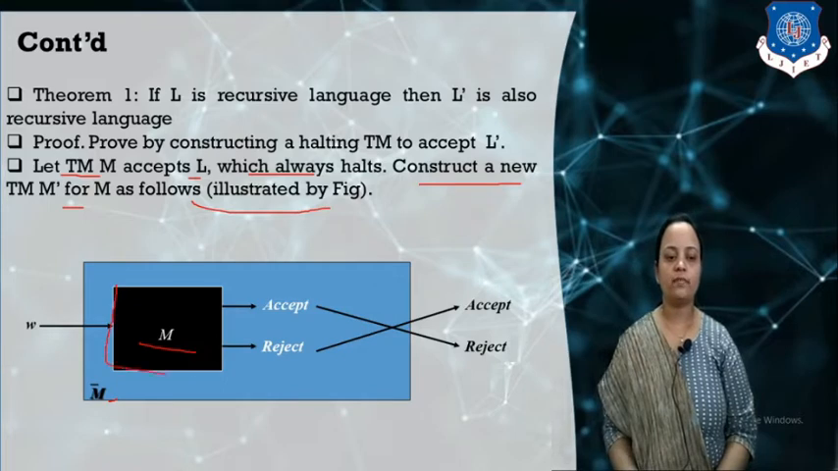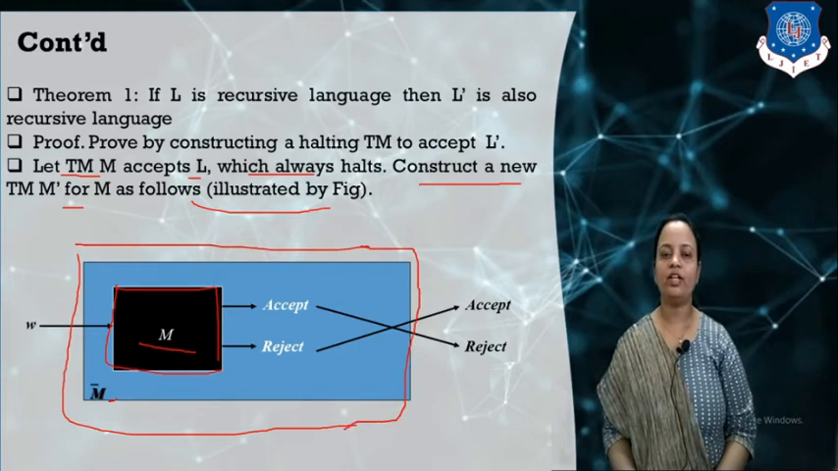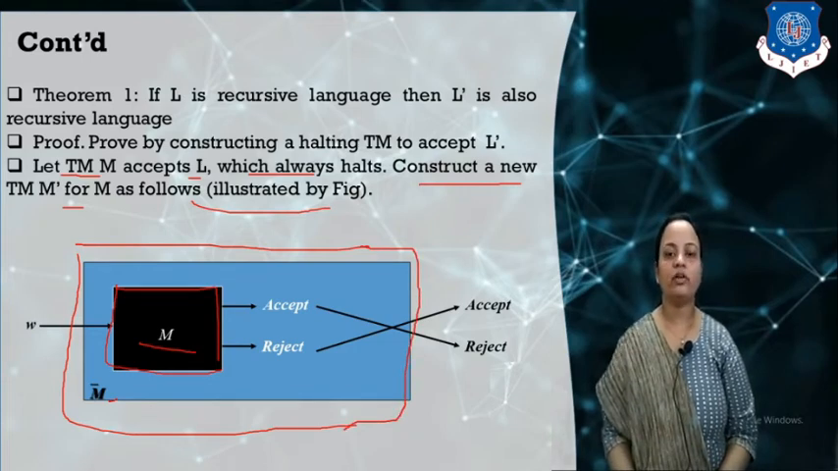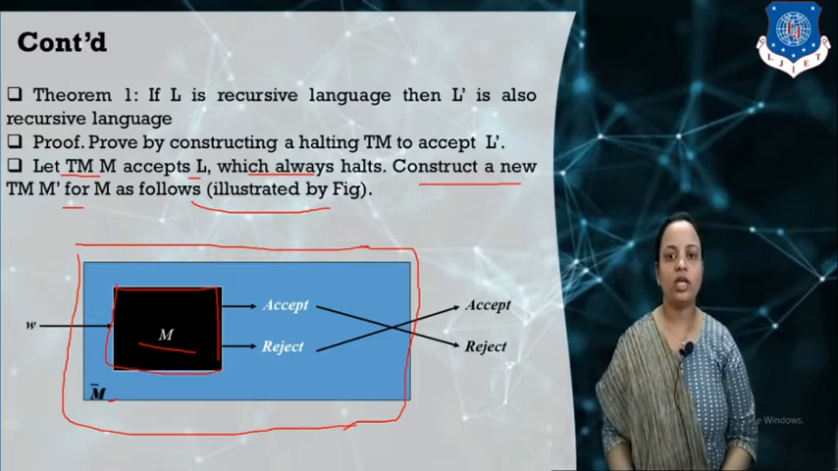Suppose this is my Turing machine M which accepts the language L, and this is my Turing machine M dash, which I can say is the complement of Turing machine M. It means that it accepts the complement of language L. If I give an input string W for this recursive language, this is a Turing machine designed for a recursive language. So if W is in the language, it accepts it. If it is not in the language, the Turing machine rejects it.